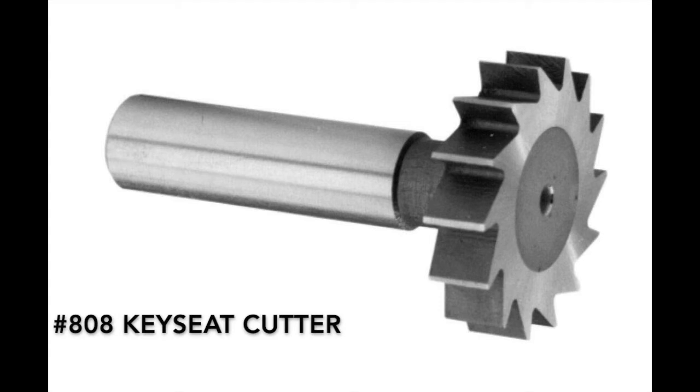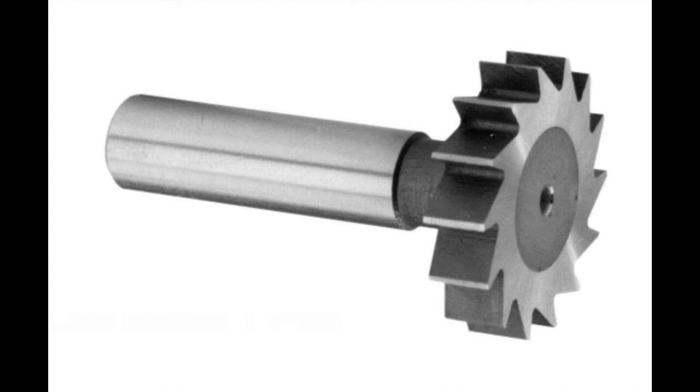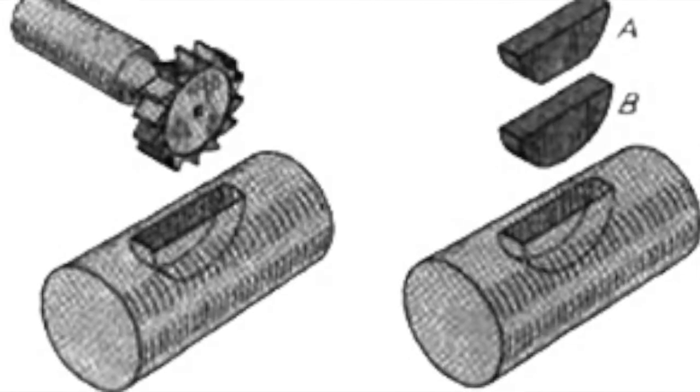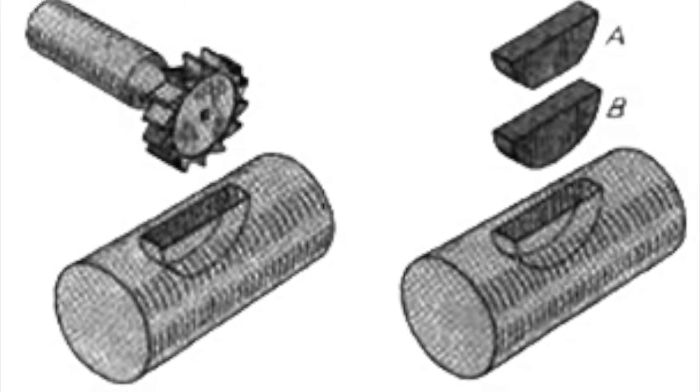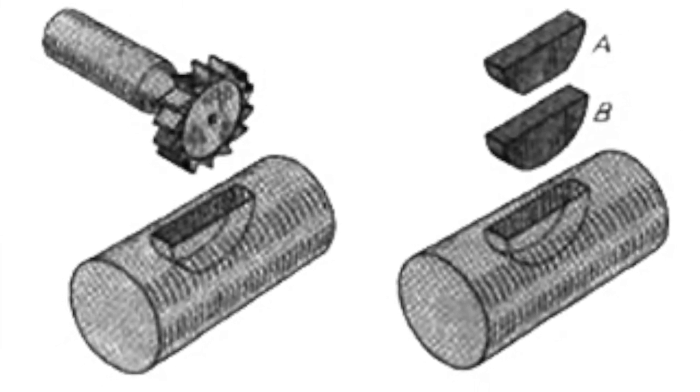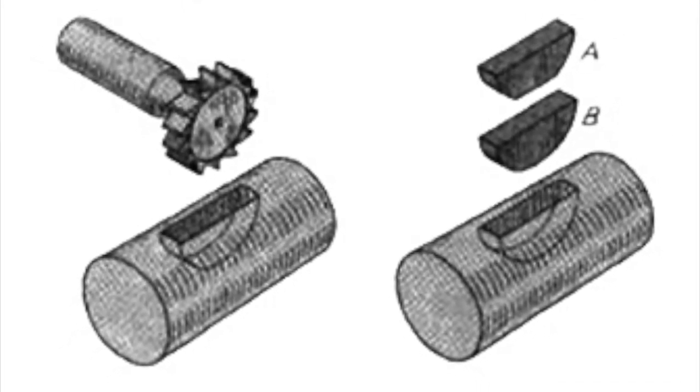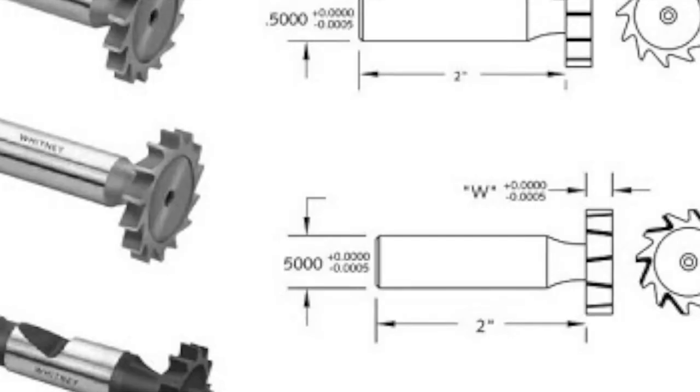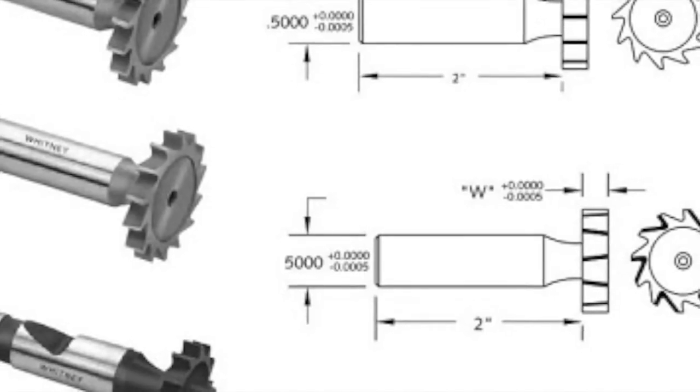This is the 808 keyseat cutter that we'll be using today. It's made of high-speed steel, but it's also available in carbide tipped. The keyseat cutter is a plunge miller, and because of clearances, it will have a reduced shank in order to make the full depth of the keyseat.